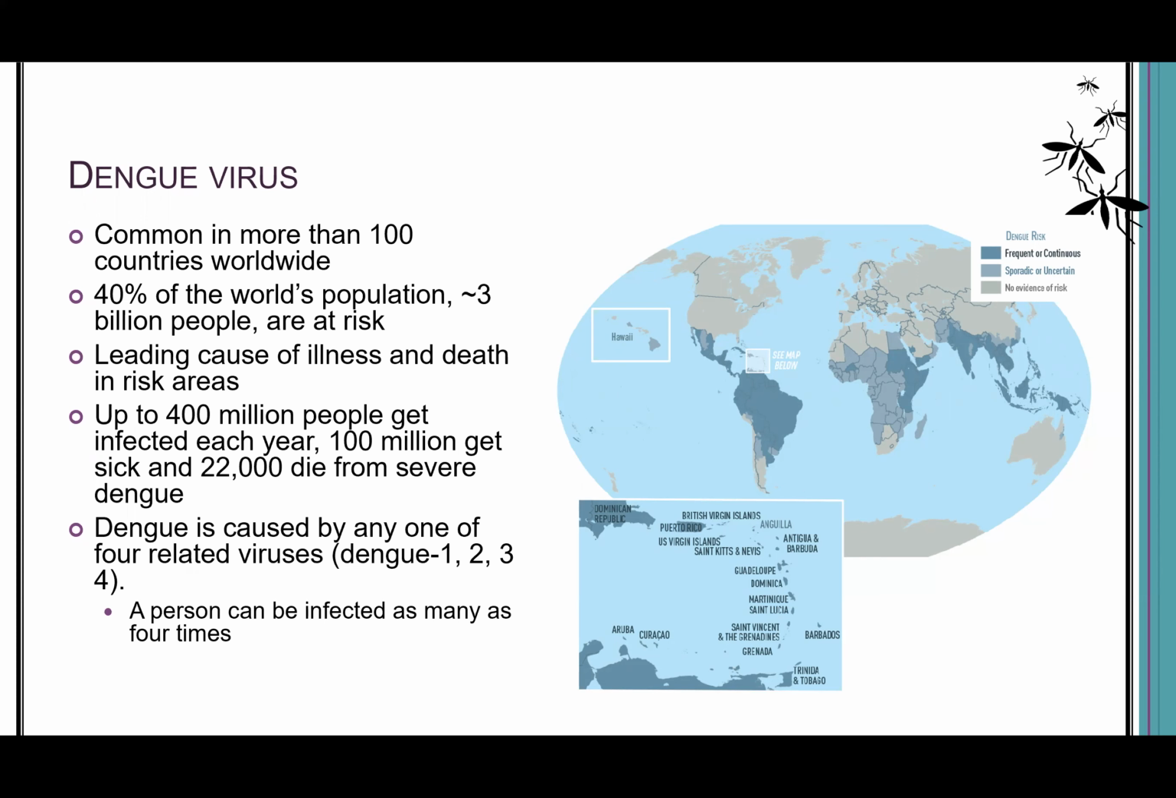And of course, if you live outside those areas, we kind of forget about it because it doesn't impact us, but we're kind of on that cusp where we're going to see people with it. And maybe we could have it as well, especially in the southern part of the state of Texas. Up to 400 million people get infected each year. And out of that, 22,000 die from severe dengue and 100 million get sick.